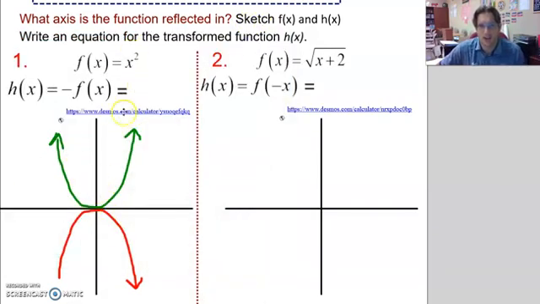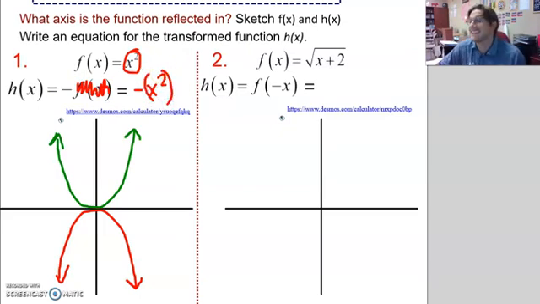So the new equation, what would that look like? How would I write that equation of the red function here? Well, that would be just a reflection, negative x squared. Okay, basically you're going to take the original f of x, that's everything in red, and you're going to make it negative. So there's the original, and you made it negative.